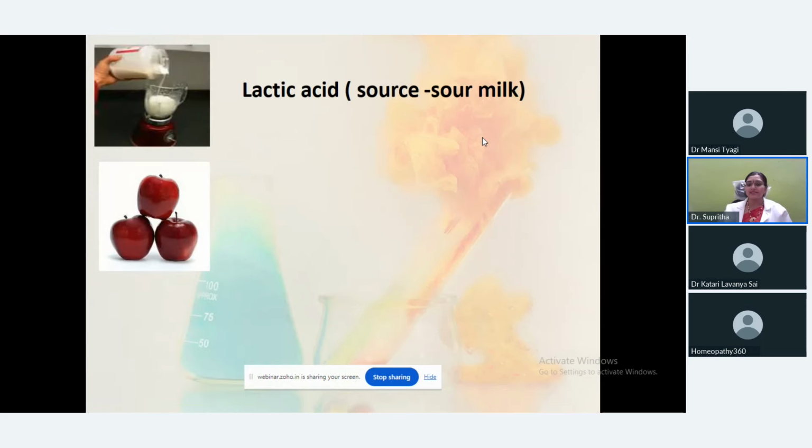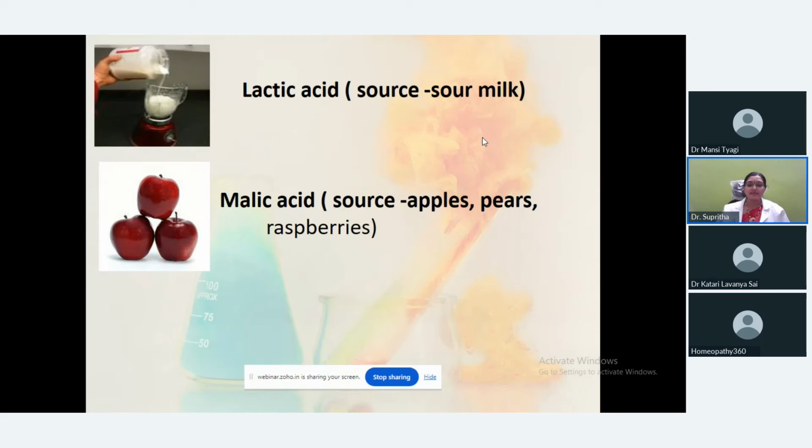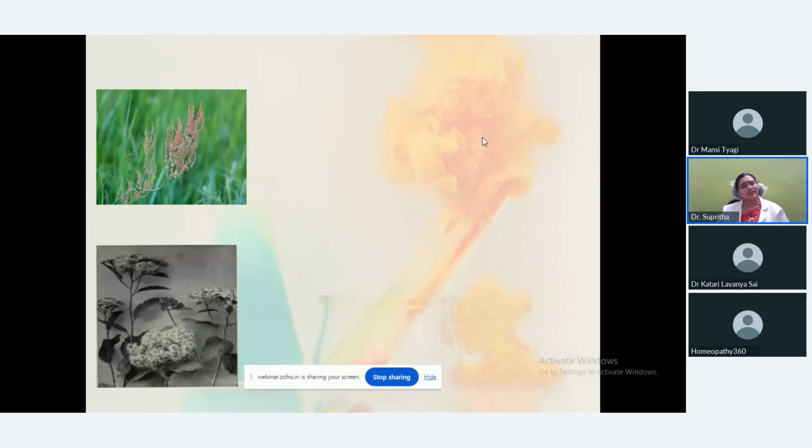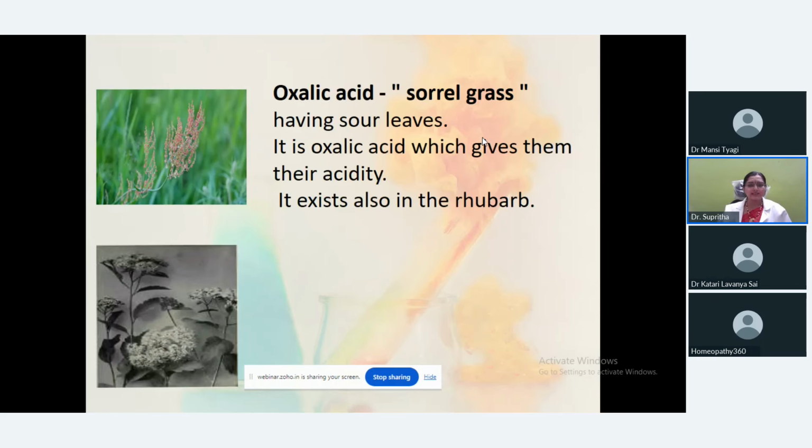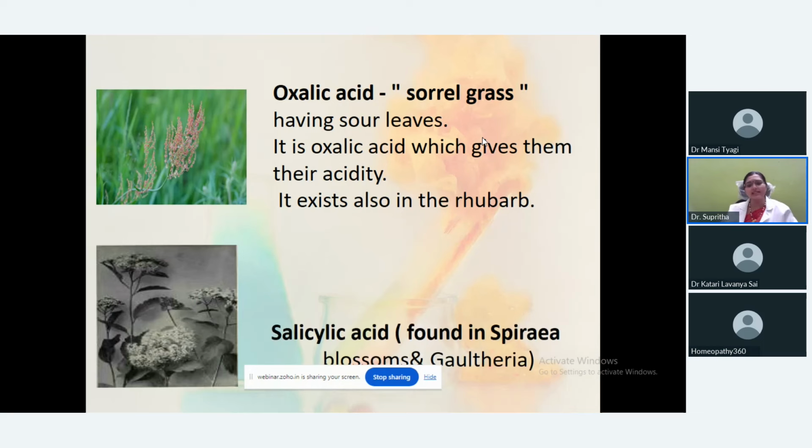Next is lactic acid. The source is sour milk. Malic acid, source is apples, pears and raspberries. Then sorrel grass, oxalic acid, which has sour leaves. This oxalic acid is responsible for giving their acidity. This acid is also present in rhubarb. Salicylic acid is found in spirea blossoms and gaultheria.